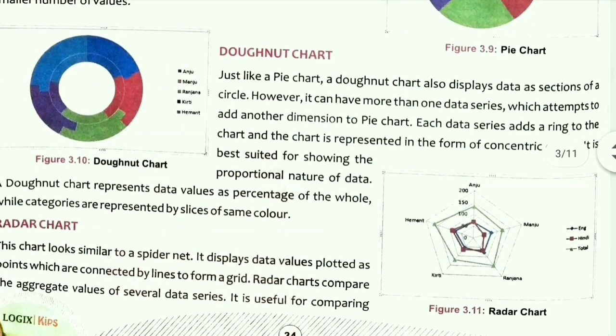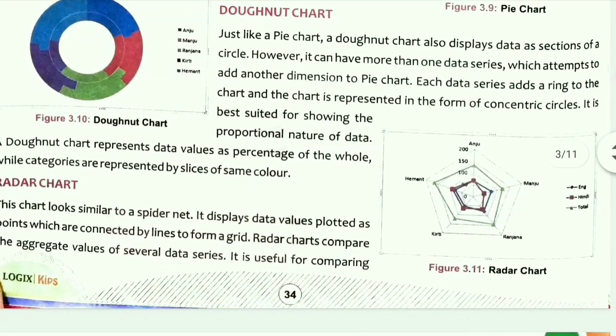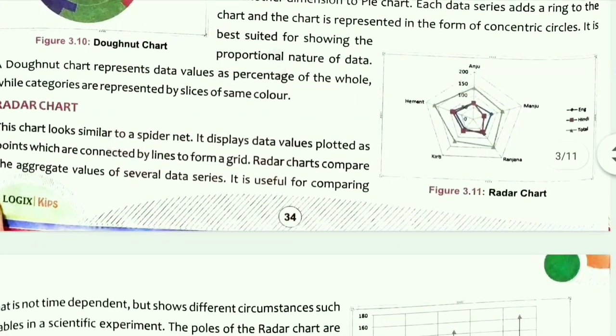The next one is donut chart. Just like a pie chart, a donut chart also displays data as the sections of a circle. However, it can have more than one data series, which attempts to add another dimension to pie chart. So each data series adds a ring to the chart and the chart is represented in the form of concentric circles. It is best suited for showing the proportional nature of data. A donut chart represents data values as percentage of the whole, while categories are represented by slices of same color.